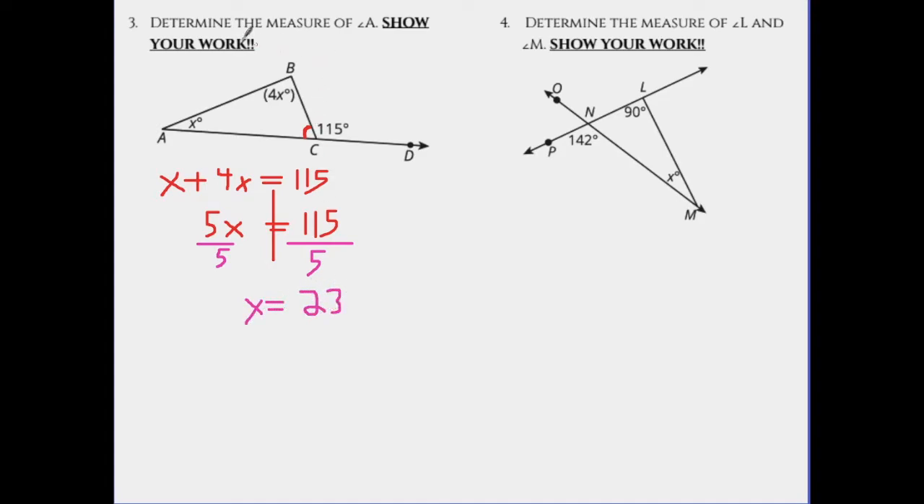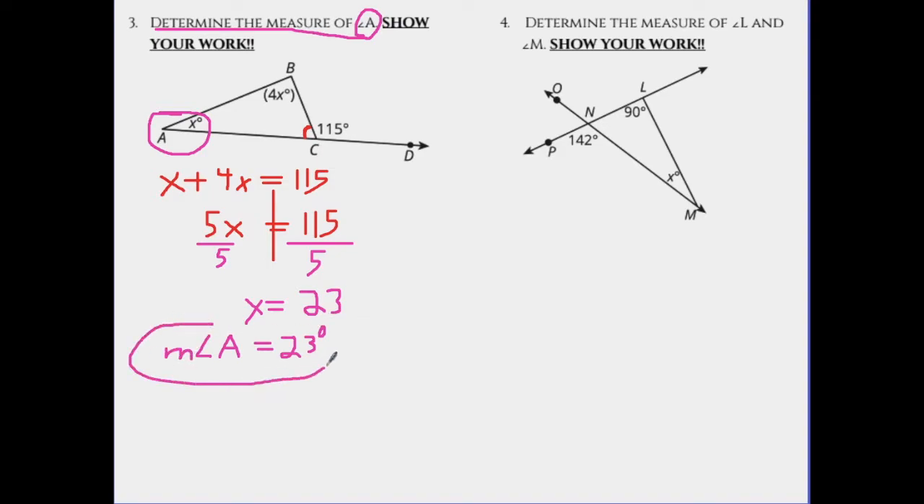Remember to read the question again. So the statement is determine the measure of angle A. So angle A is only x. So we could say angle A is 23 degrees. Usually we write measure of angle A like this, and make sure that we show all this work for it too. Now if we had to find B, we would do 4 times 23, but they didn't ask us for B here.